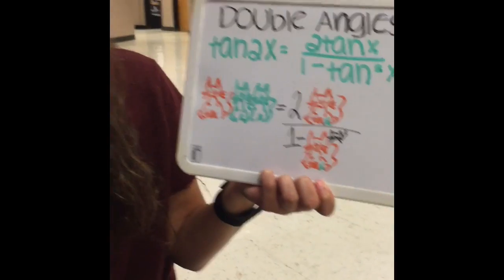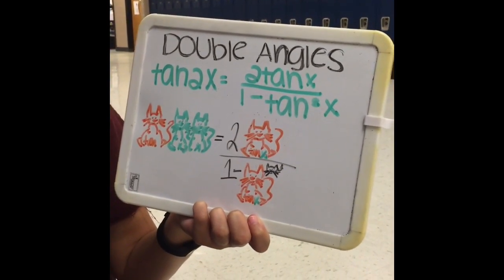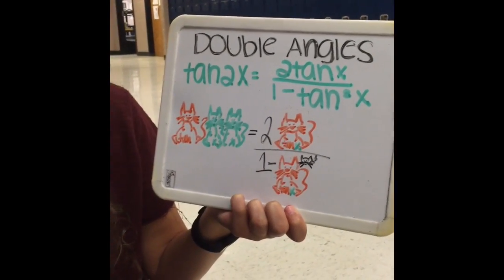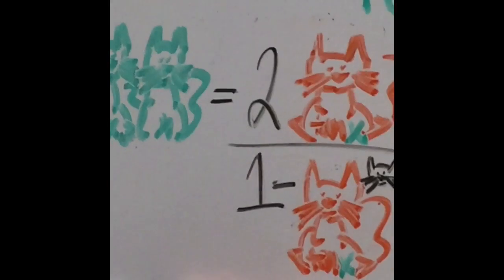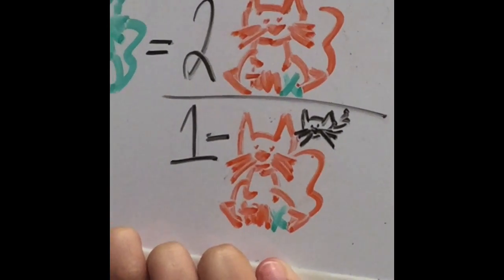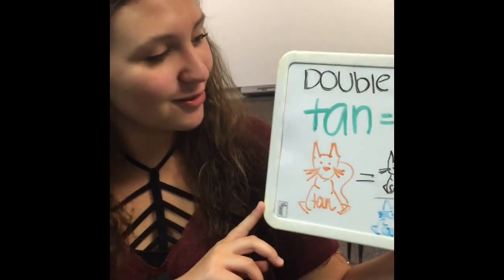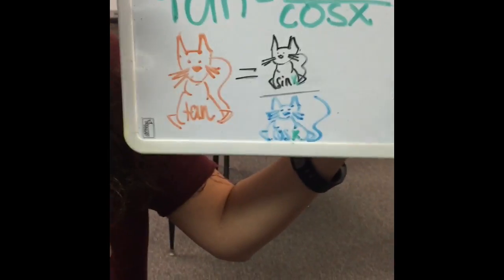This is our double angle formula for tangent. Tangent 2x is equal to 2 tangent x over 1 minus tangent squared x, or our tangent cat multiplied by our Siamese twin x cats is equal to 2 tangent cat multiplied by an x over 1 minus tangent cat squared multiplied by an x. Just a little refresher is that tan x equals sine x over cosine x, or your tangent cat is equal to your sine x cat over your cosine x cat.